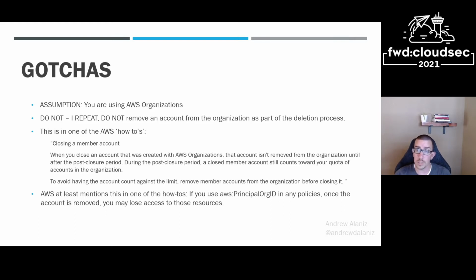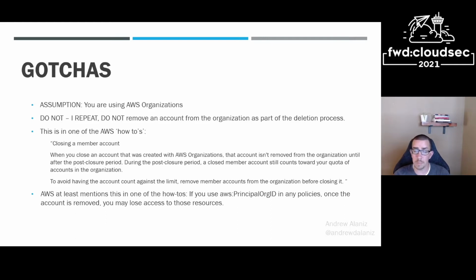There are legitimate reasons to need to remove an account from an organization, but as you're going to see, there's a lot of gotchas if you do that. And it's not necessary to delete the account. So this is a perfect example of where there's some ambiguity depending on which of these documents you open up first. So in one of them it says closing a member account. When you close the account that was created in Organizations, it still counts towards your quota during the post-closure period. Now, if you're bumping up against a max, then that could be an issue.